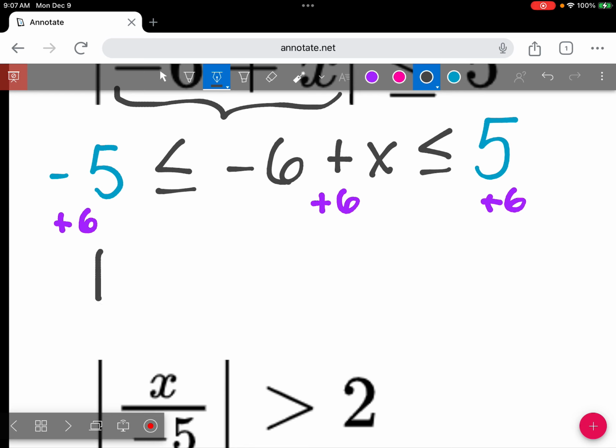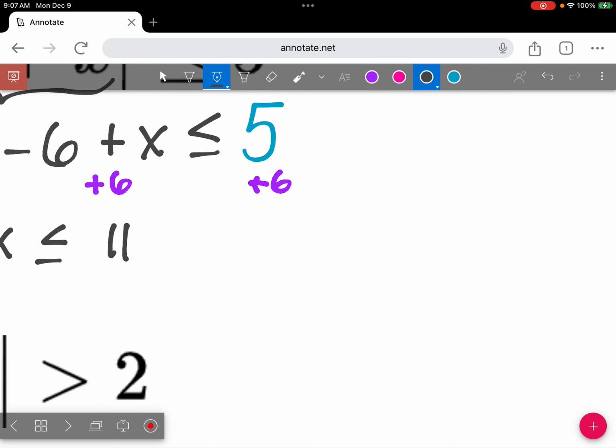So we're going to wind up with 1 is less than or equal to x, which is less than or equal to 11. So the interval on which we have solutions here in interval notation is going to be what? The smallest it can be is 1. We put it with a bracket because it can equal it, to 11.